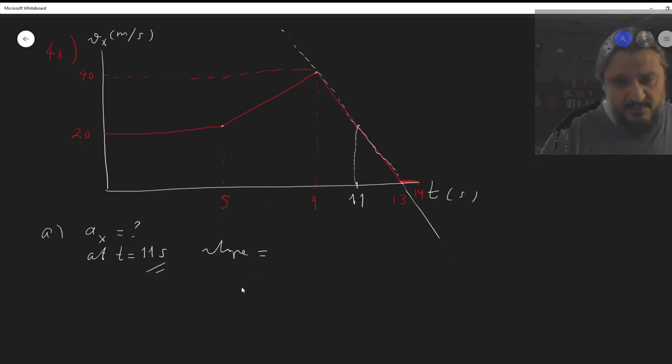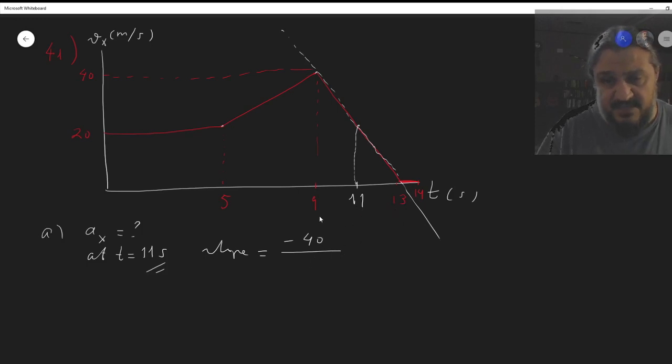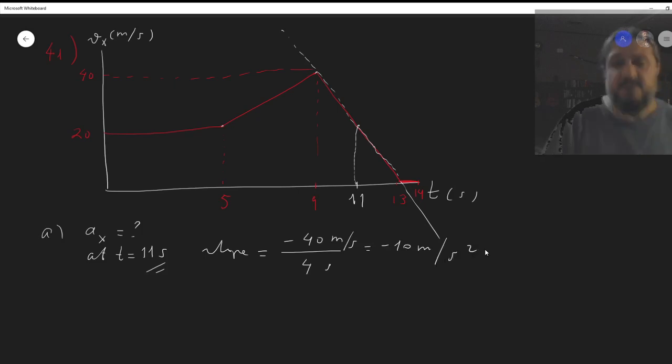The slope will be, okay, you can use a rise over run idea. So you go by negative 40, 0 minus 40, in an interval of 4 seconds. 13 minus 9 is 4, right? So basically negative 10 meters per second squared. That is your acceleration.